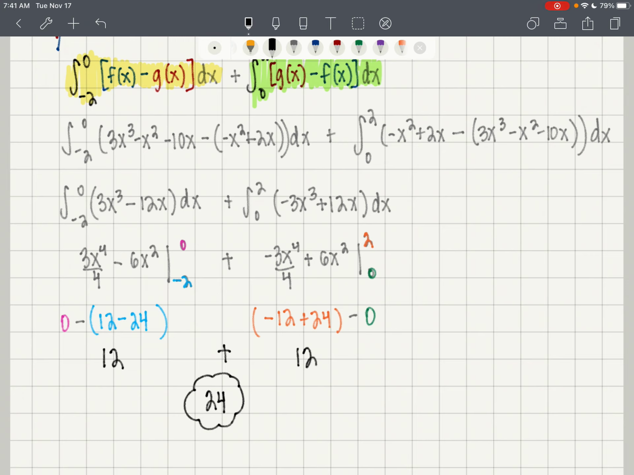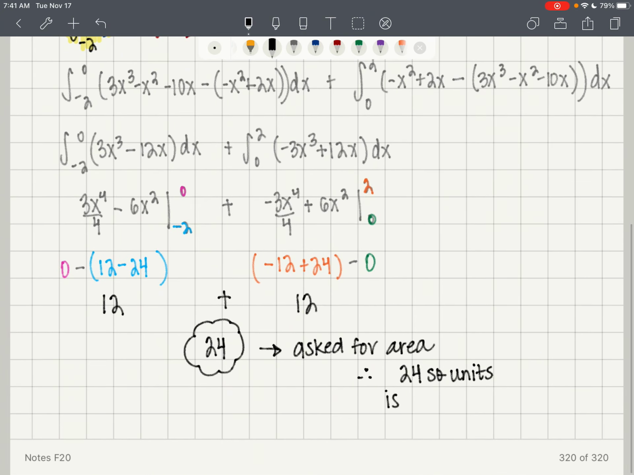24. Now, it did ask for the area. So it would be appropriate to say 24 square units. Yahoo, we did it.